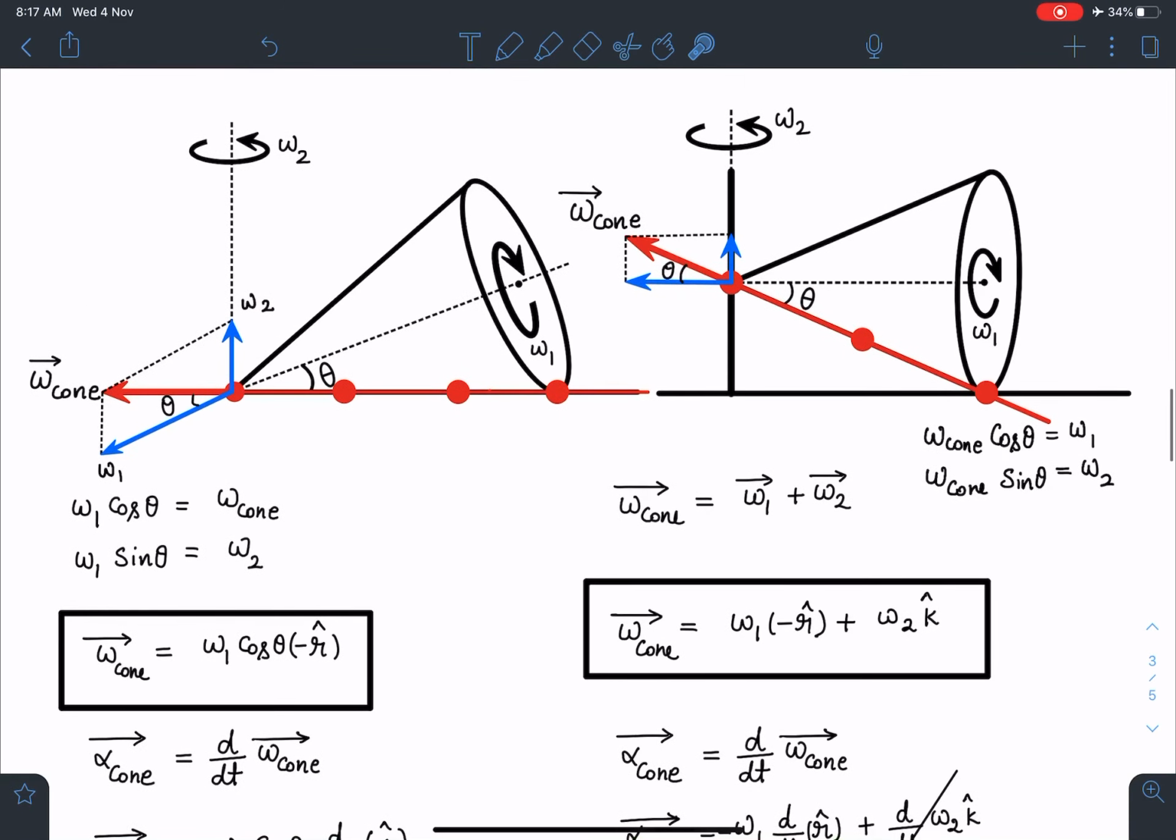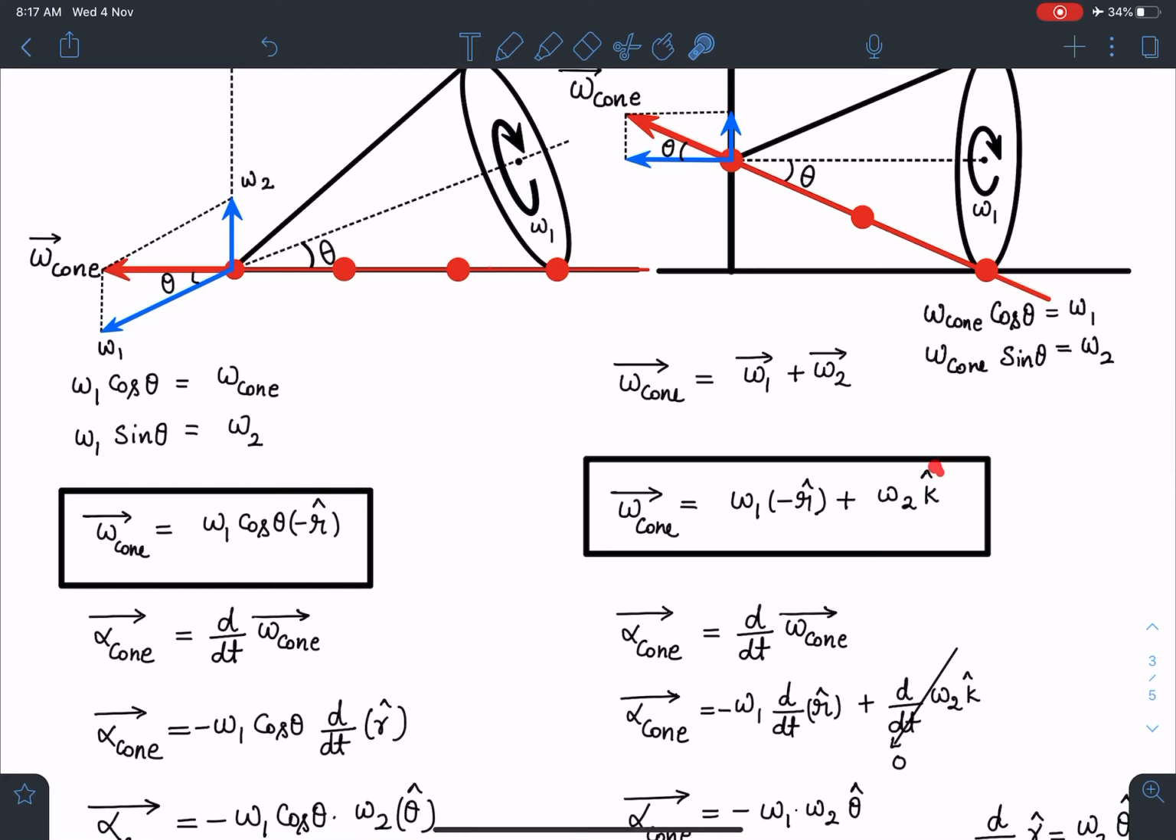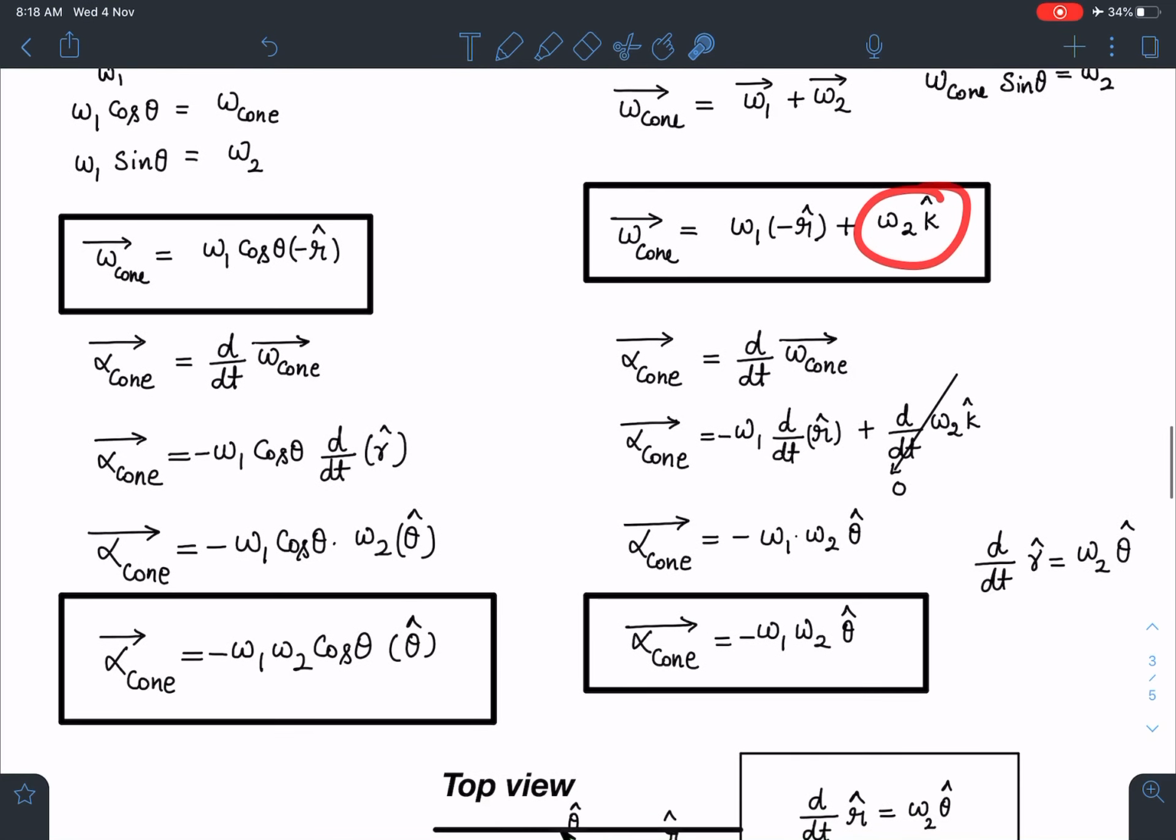Similarly in the second case, I can write this omega cone as vector omega 1 plus vector omega 2, where omega 1 vector is pointing towards the center of this horizontal circle. So I'm writing minus omega 1 r cap, plus omega 2 k cap along the z axis. When I differentiate it, this is a constant vector, so its derivative is going to be 0, and here, similar to the previous case, d by dt of r cap is nothing but omega 2 theta cap. So alpha cone in the second case is going to be minus omega 1 omega 2 theta cap.